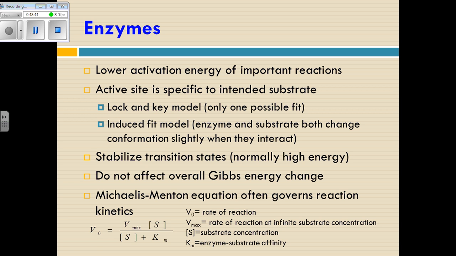A lot of times we talk about something called a lock and key model. In a lock and key model, there's only one thing that can possibly fit. So if you're supposed to be an insulin receptor, the only thing that fits in there is insulin. That's not a good model. It's a good picture. It's easy to understand where only one thing fits, but it's not realistic and it doesn't match what we notice.